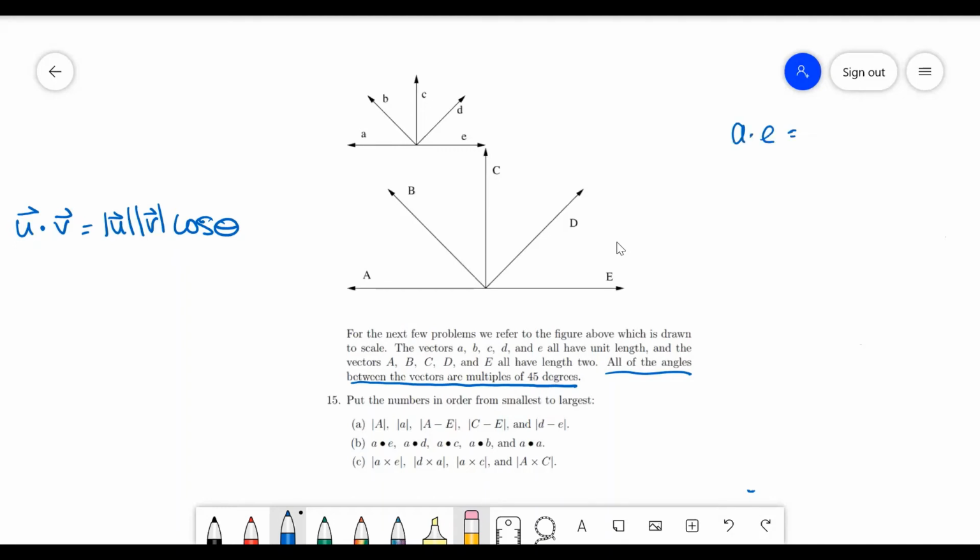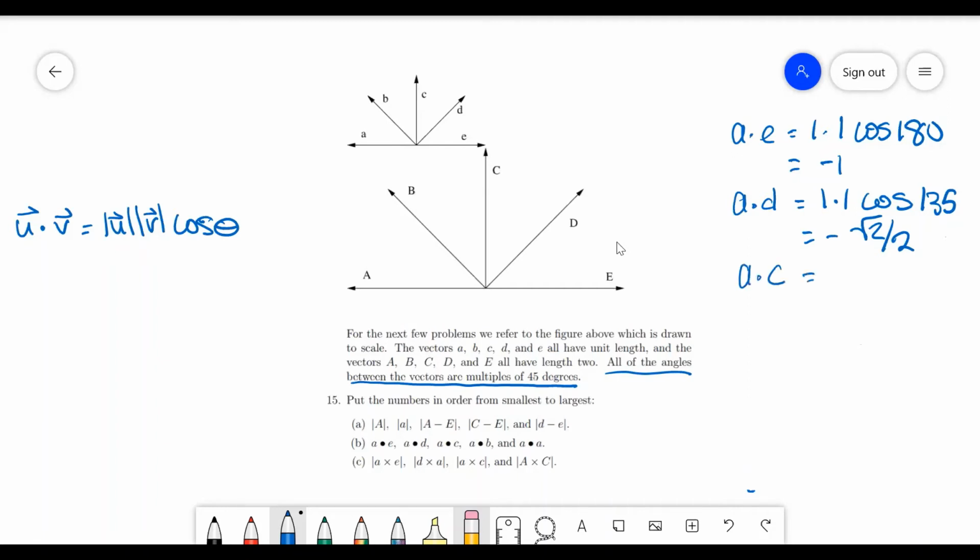Well, this is equal to the length of A, which is 1, times length of E, which is 1, and then cosine of the angle between them, which is just 180 degrees. Well, cosine of 180 degrees is equal to -1. So that whole thing is just -1. Same idea with A dot D. It's 1 times 1 times cosine of, this angle here is 45 degrees. So 180 minus 45, that's got to be a 135-degree angle. Cosine of 135 is actually equal to -√2 divided by 2. So that's our answer for that one.